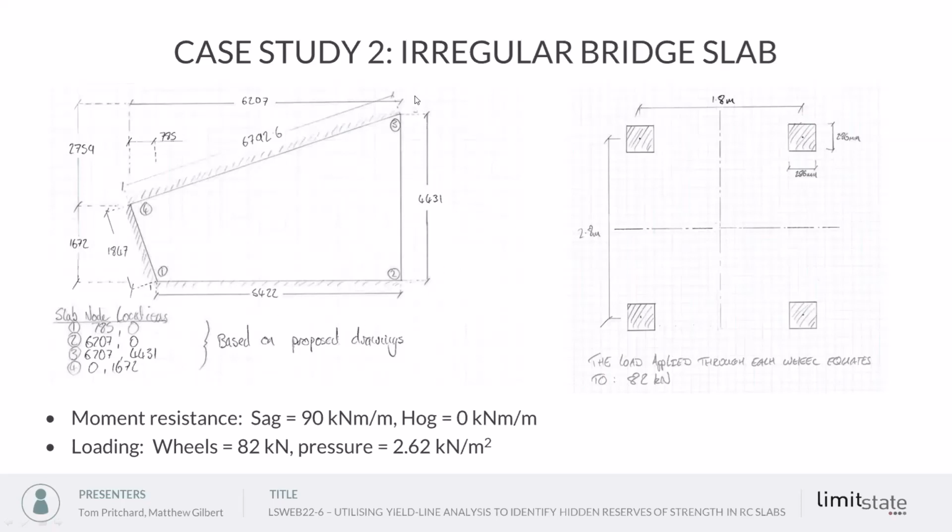We have this trapezoidal shape. We have the loading conditions around it. We can see it's about 4.5 by 7 meters. And on the right-hand side here, we can see that we have our loading, which is in the form of 4 point loads of 82 kilonewtons, which correspond to the wheel loading from our vehicle. We also have an additional pressure load that we want to apply to the slab, which comes from the additional surfacing that is to put on top of that slab.